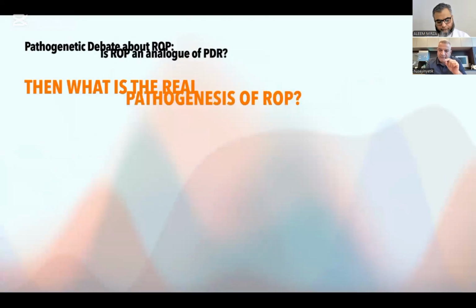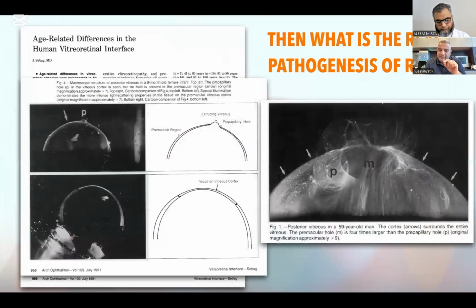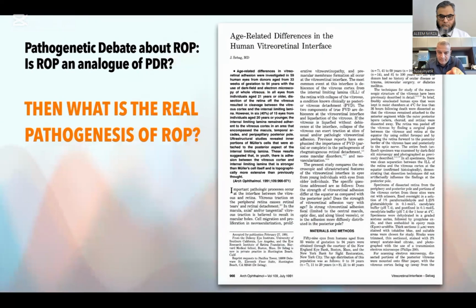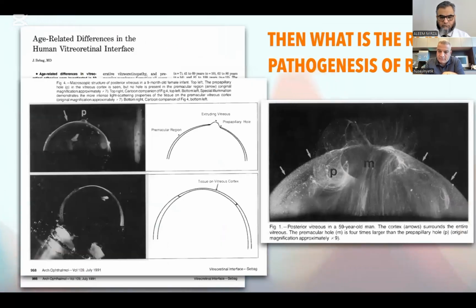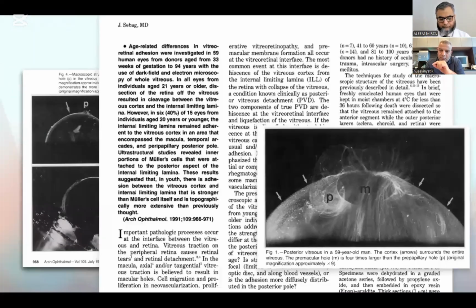The vitreoretinal interface in prematurity is really very ambiguous. In this paper, you can see the date, 1991, Archives of Ophthalmology. This electron microscopic study says that in prematurity, the vitreoretinal interface is so ambiguous that you cannot even discriminate where the internal limiting membrane is, where the Müller cells are.